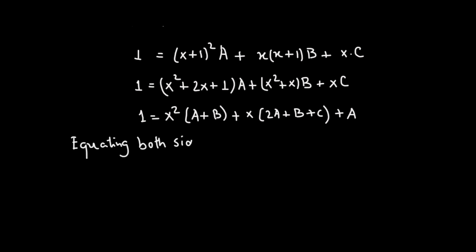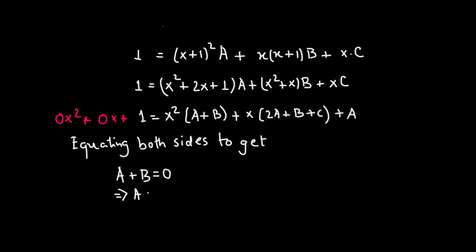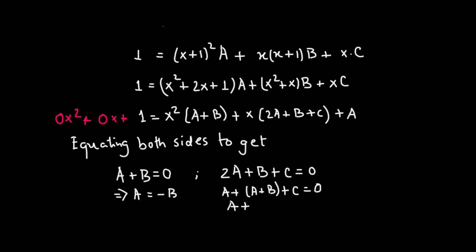Using this equation, we're going to equate both sides to get the values of A, B and C. So that should give us A plus B equals 0 because the coefficient of x squared on the left hand side is 0. Solving for A, we have A equals negative B. And the second equation will be 2A plus B plus C equals 0 because we have equated the coefficient of x as equal to 0. Then we can rewrite this equation as A plus (A plus B) plus C equals 0, so that we can replace A plus B with 0. That gives us A plus 0 plus C equals 0. Solving for C, we have negative A.